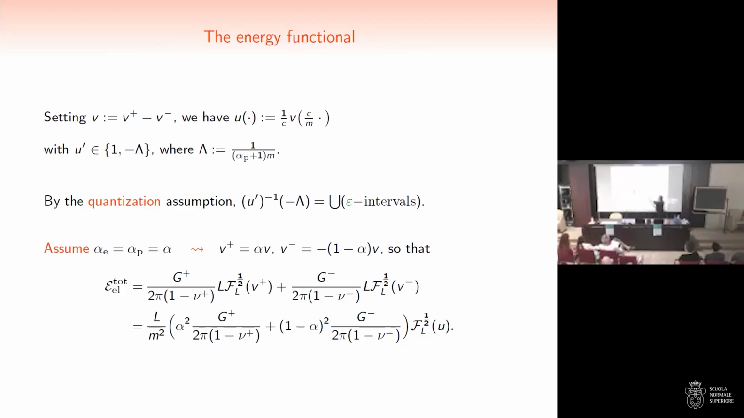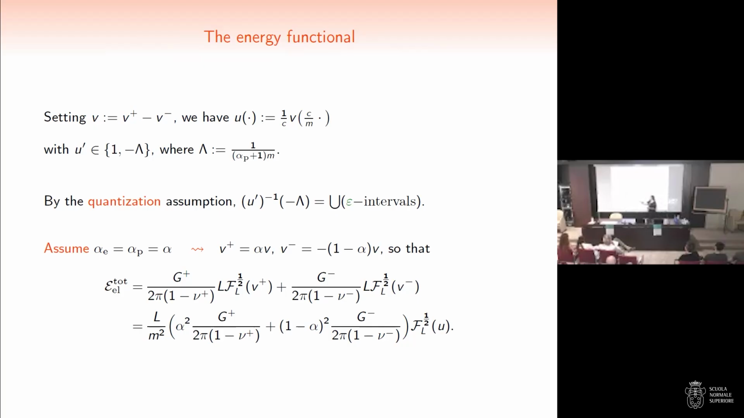And so now the relevant variable will be u. By the quantization assumption, as I told you before, the region where u prime is negative is given by a union of epsilon intervals. And now I'm forcing another assumption, namely that the distribution parameters alpha elastic and alpha plastic are all equal. I have that v plus and v minus can all be written in terms of alpha and v, where v is their difference.